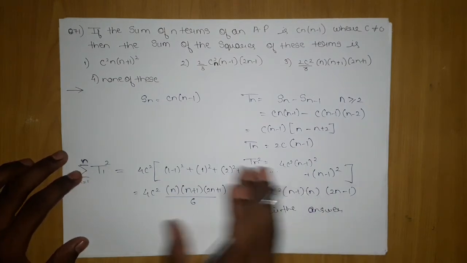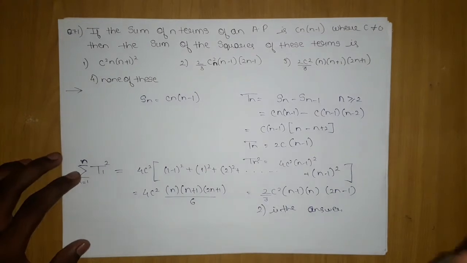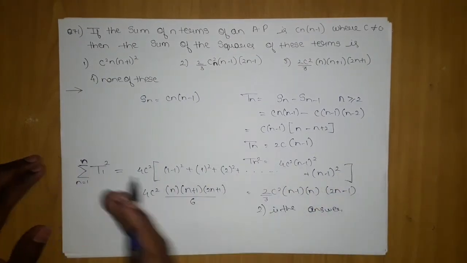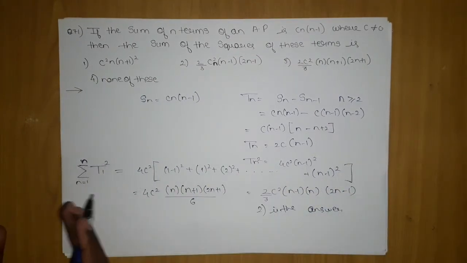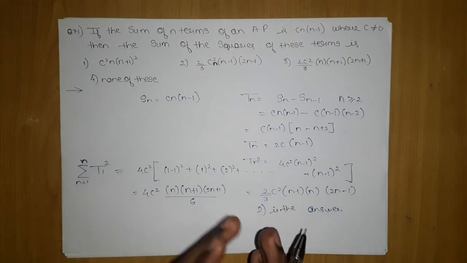Okay, the process was very simple. We calculate the Tn using our class 10 formula. After getting the Tn, we just squared it. Okay, applied the summation thing. We know that 4c square will come out.